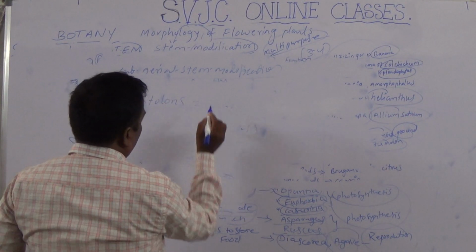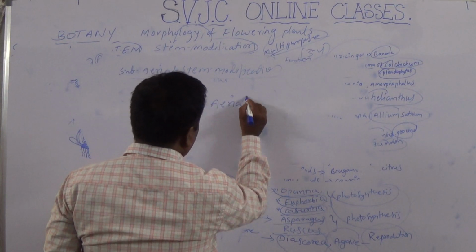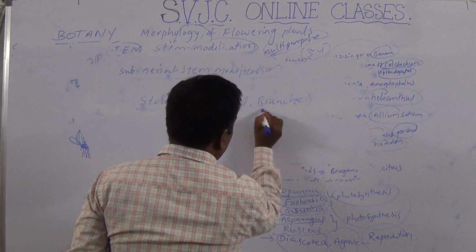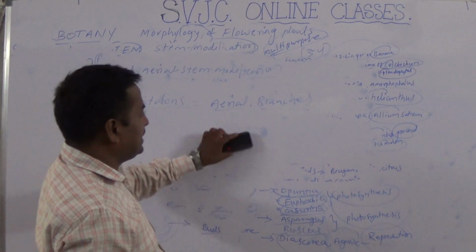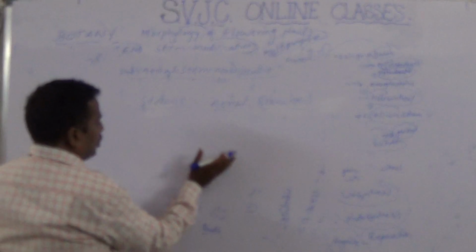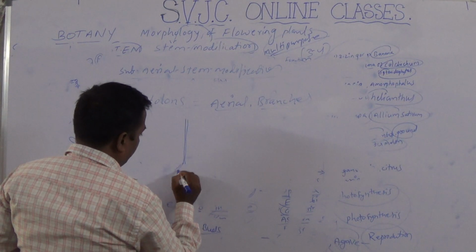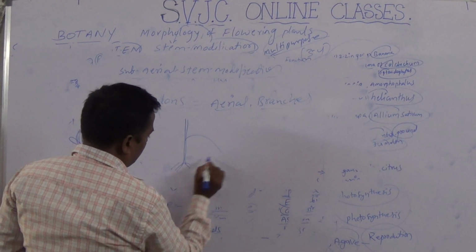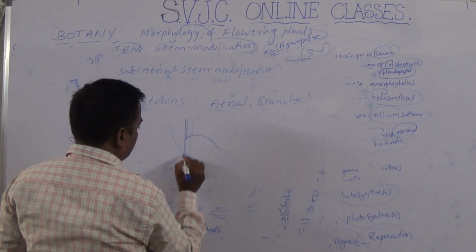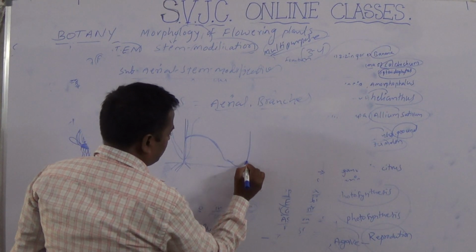Stolons are aerial branches. Students, stolons are aerial branches. They grow near the soil and they grow downward. When the branches grow downward and touch the ground, they become a new plant.